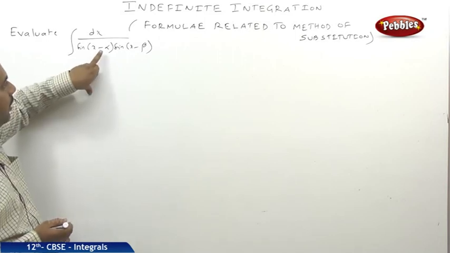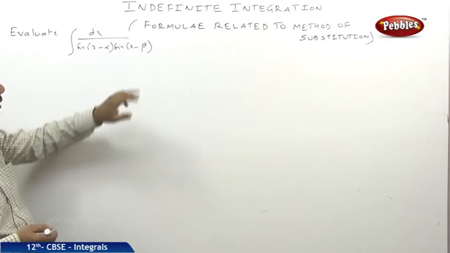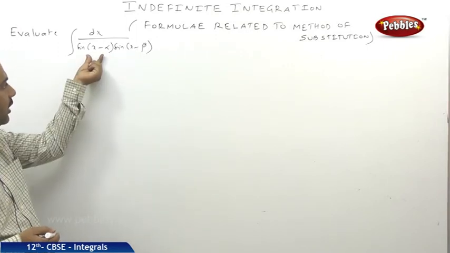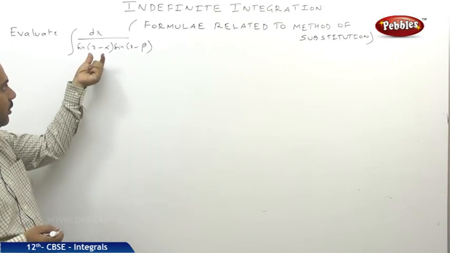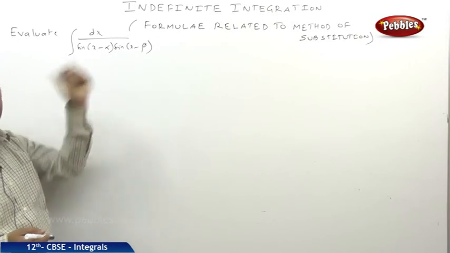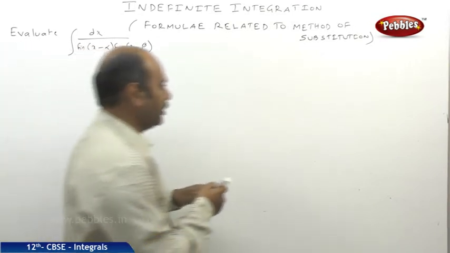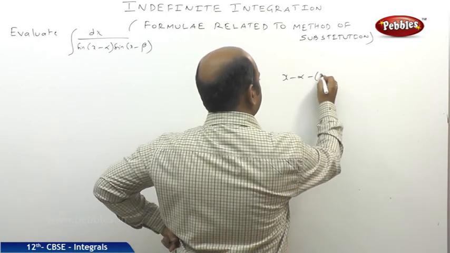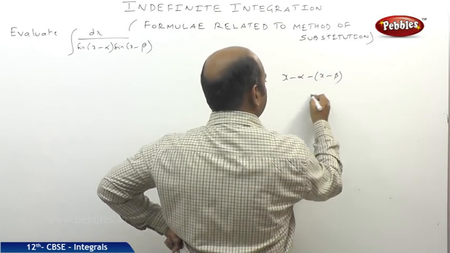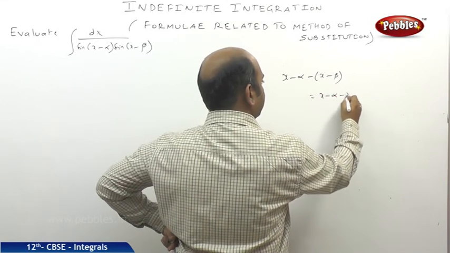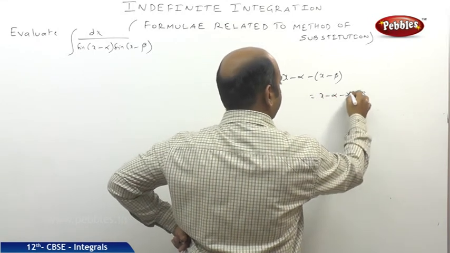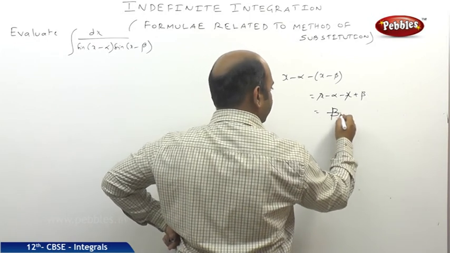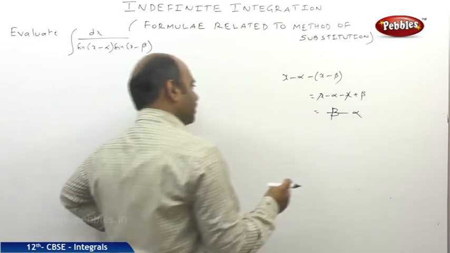Observe carefully: sine of x minus alpha, and here sine of x minus beta. You subtract these particular angles. That means you need to subtract x minus alpha and x minus beta. In rough, if I subtract, x minus alpha minus of x minus beta turns into x minus alpha minus x plus beta. So it is becoming beta minus alpha.